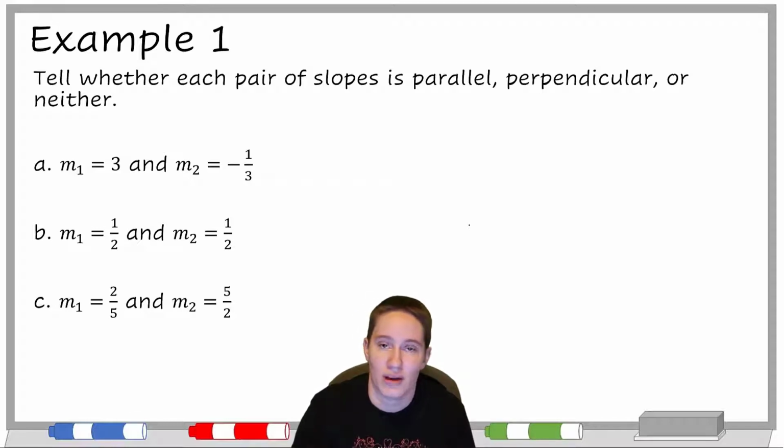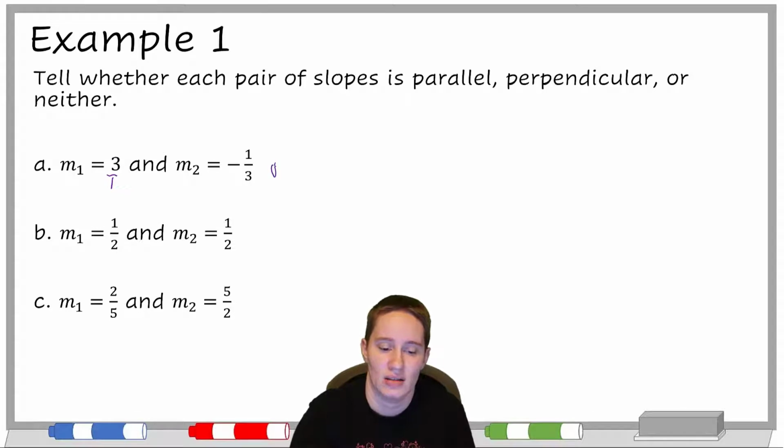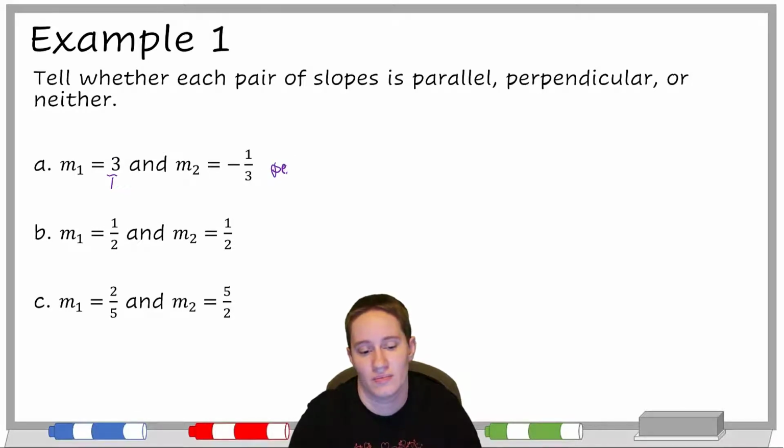So let's look at A. We've got 3 and negative 1/3. Are those the same number? No, so they're not parallel. Are they opposite reciprocals of each other? Remember that when it's not a fraction and you want a reciprocal, you make it a fraction by making it be over 1. Then we flip it, change the sign. We do in fact get negative 1/3. So A is perpendicular.